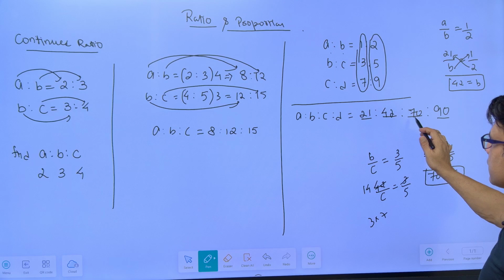Ratio is not a very difficult chapter. Ratio and average are two, and percentage, comparatively easier chapter. Ratio, percentage, averages are comparatively easier chapter. Clear? This continued ratio is clear. Right.